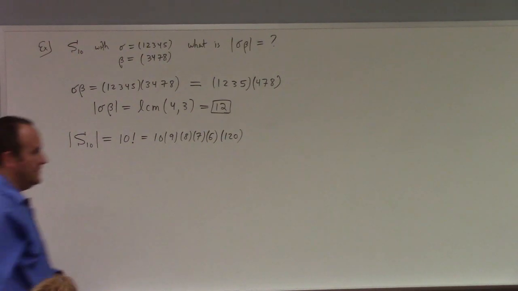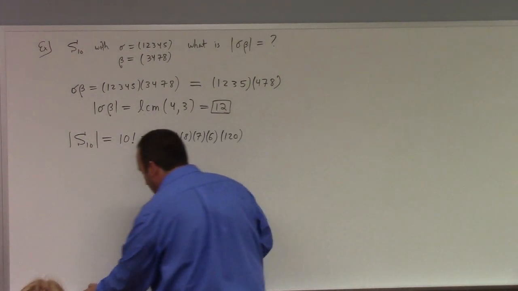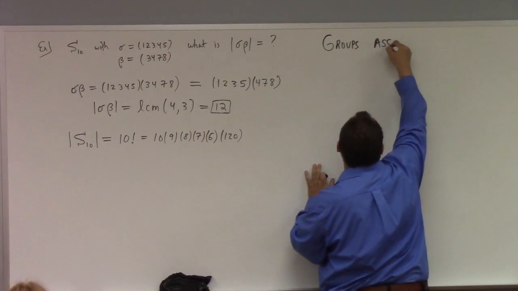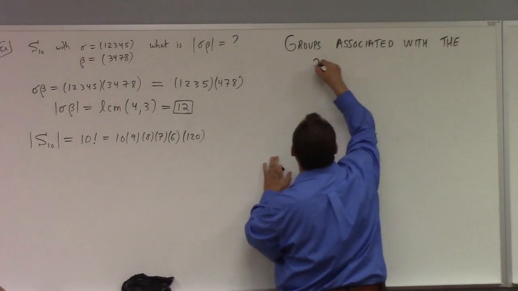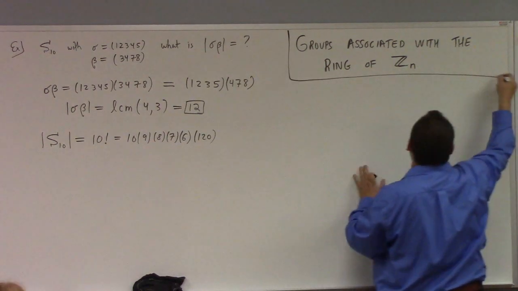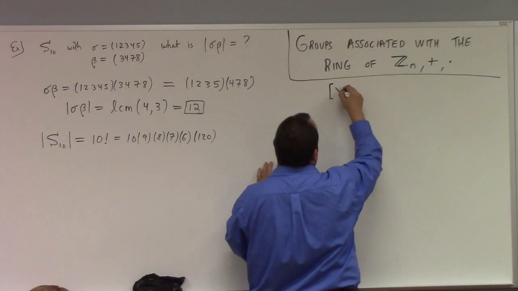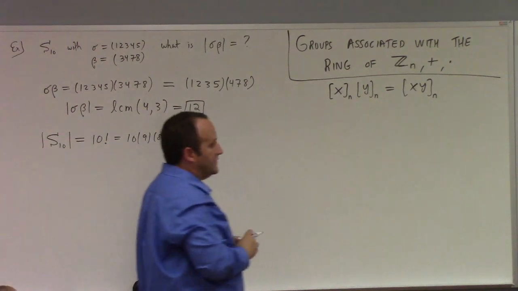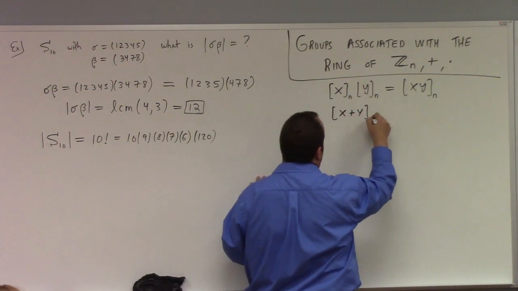The other main example that I want to introduce right now for you is Zn. So let's call this groups associated with the ring, this Zn ring. See, Zn has addition, and it also has multiplication, right? And we defined those. Remember, we take x and y, multiply the representatives and take the residue class of that, and then the addition, likewise, we proved was well defined.